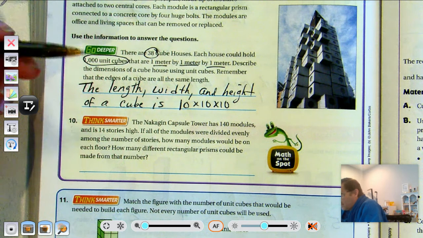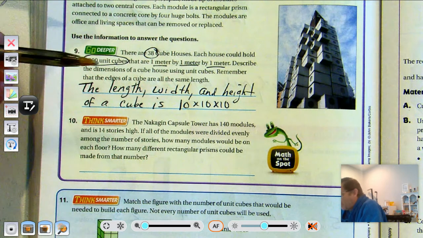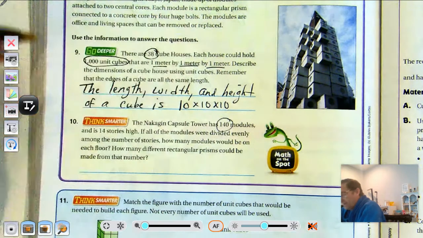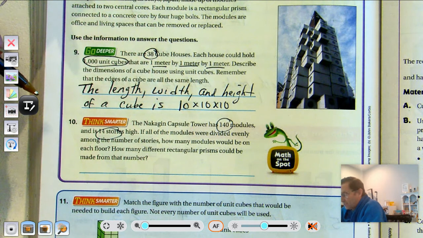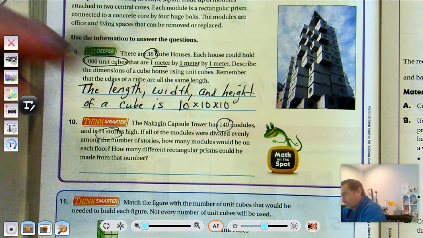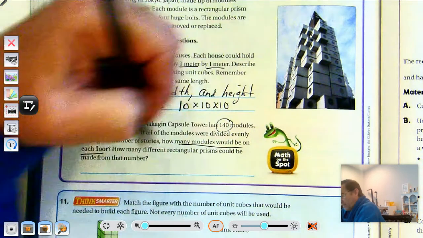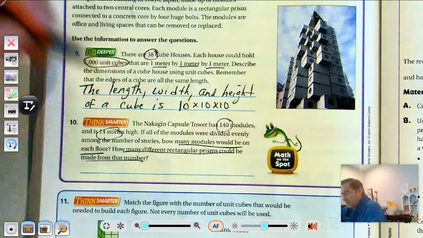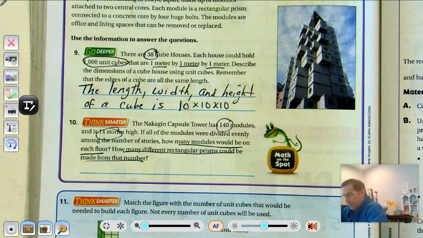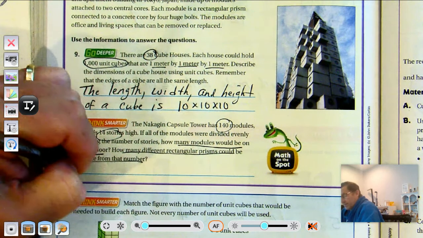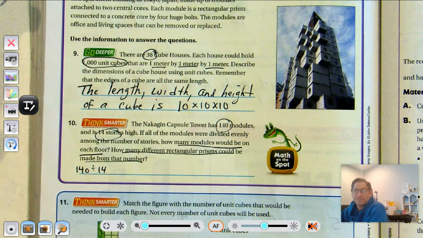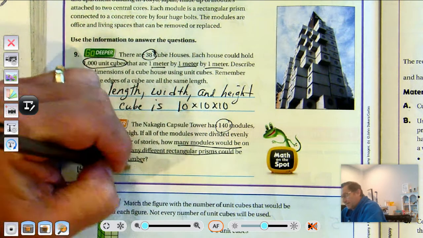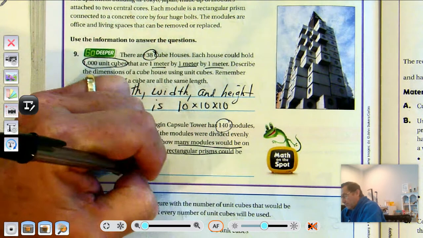The Nakagin Capsule Tower has 140 modules and is 14 stories high. If all of the modules were divided evenly among the number of stories, how many modules could be on each floor? How many different rectangular prisms could be made from that number? Okay, well, so we're going to take 140 and divide by 14. There's 14 stories, 140 modules. So that would be 10 modules per floor.